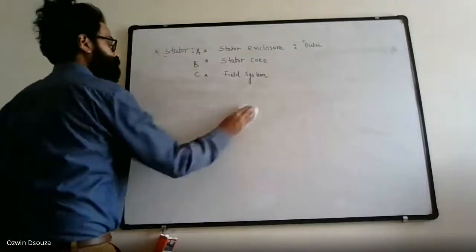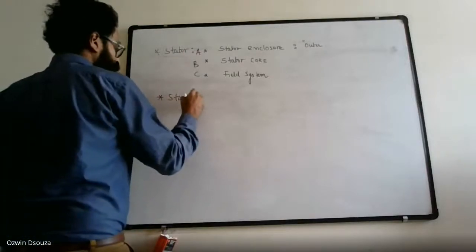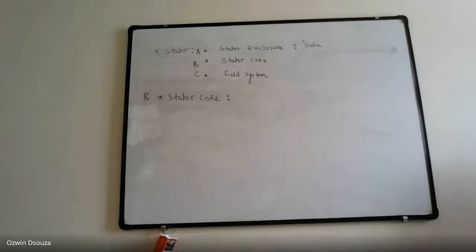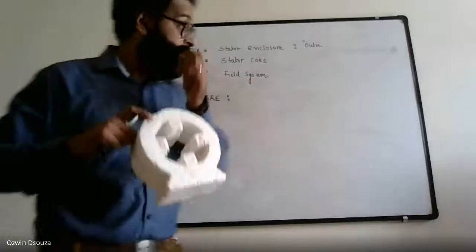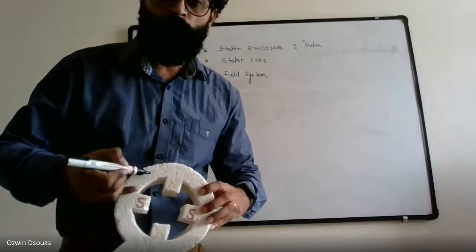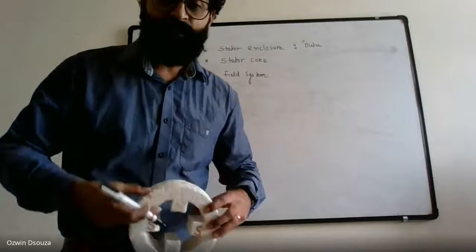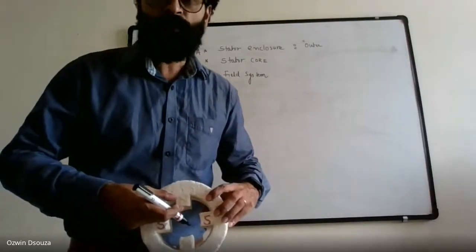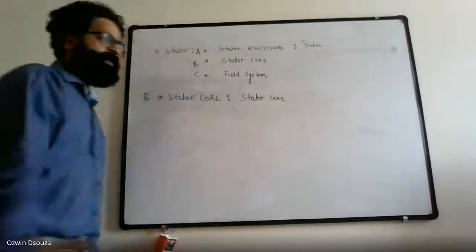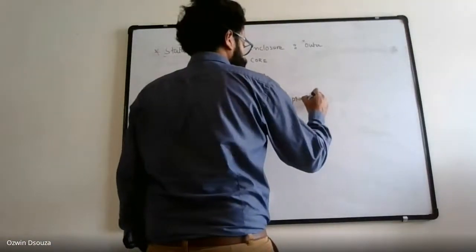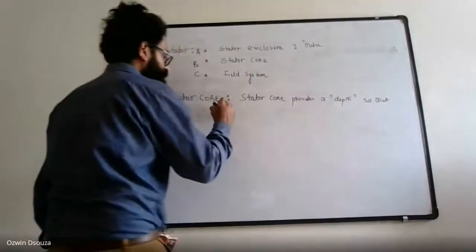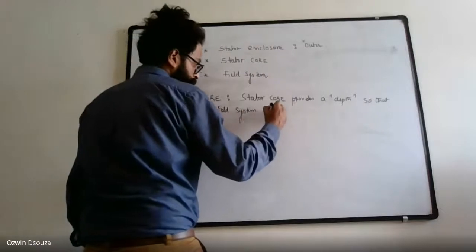Next you have stator core. The stator core is nothing but the part of the stator which is right next to the stator enclosure. This is your stator core. The stator core basically provides a kind of depth, so that the field system can be mounted onto it.